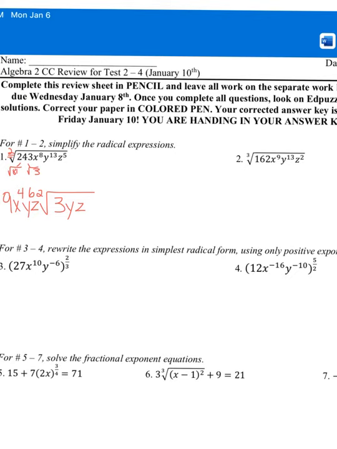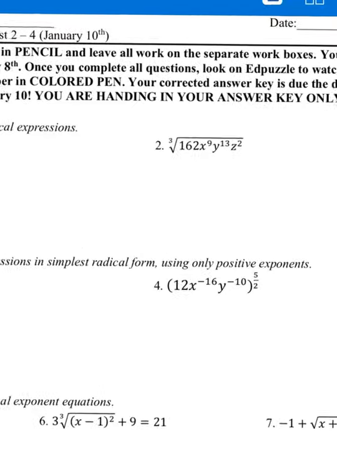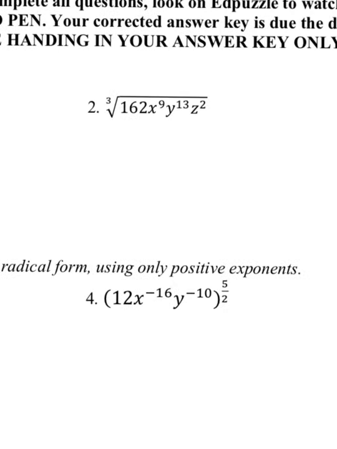For number 2, the only difference is now this is a cube root. You're going to do the letters the same, the variables the same, but now you're looking for the largest perfect cube that goes into 162. So the largest perfect cube that goes into 162 is 27, and it's 27 times 6. The cube root of 27 is 3. You are left with the cube root of 6.